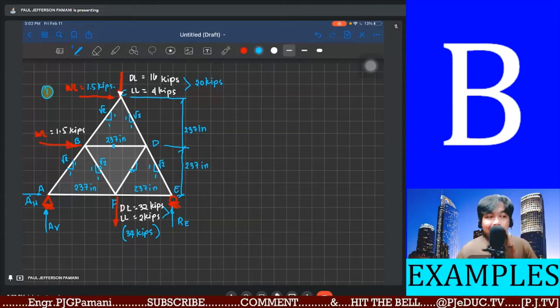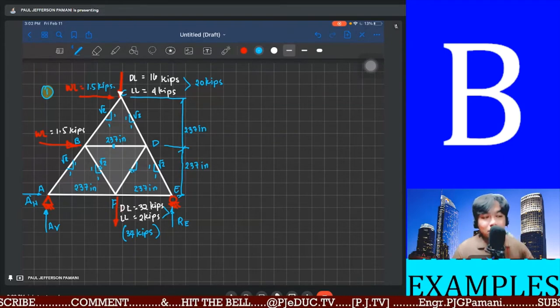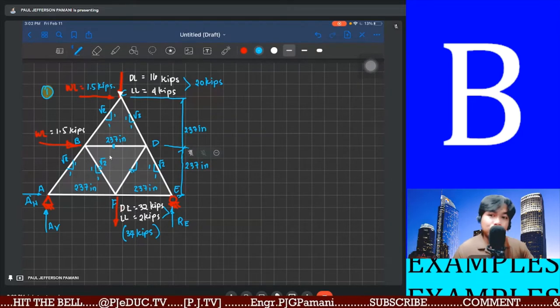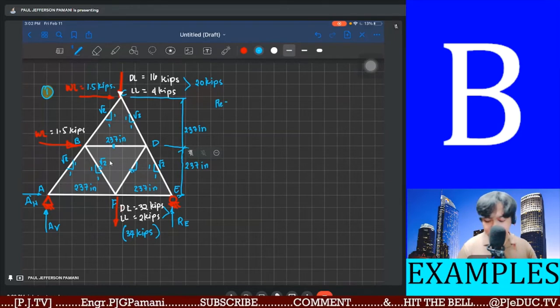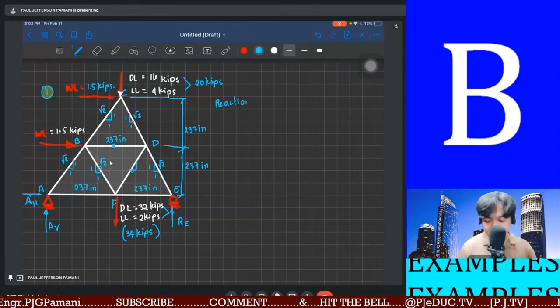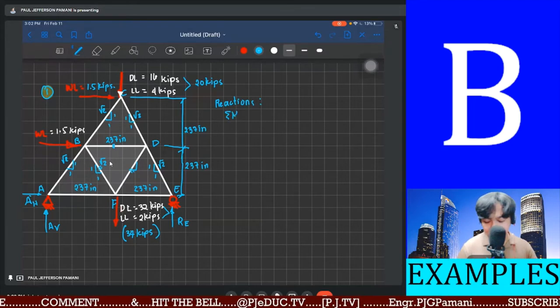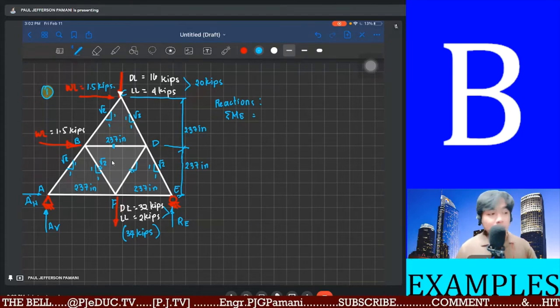So, sa quizzes and exams, syempre, bibigay ko naman yung mga dimensions, horizontal, vertical. Then, the inclined member, syempre, susolve niyo yun. So, sir, for the reactions at the support, sabi niyo kanina, we will now moment at joint E. Okay, yan. Kasi, para maiba dun sa isang example. Summation moment at joint E.